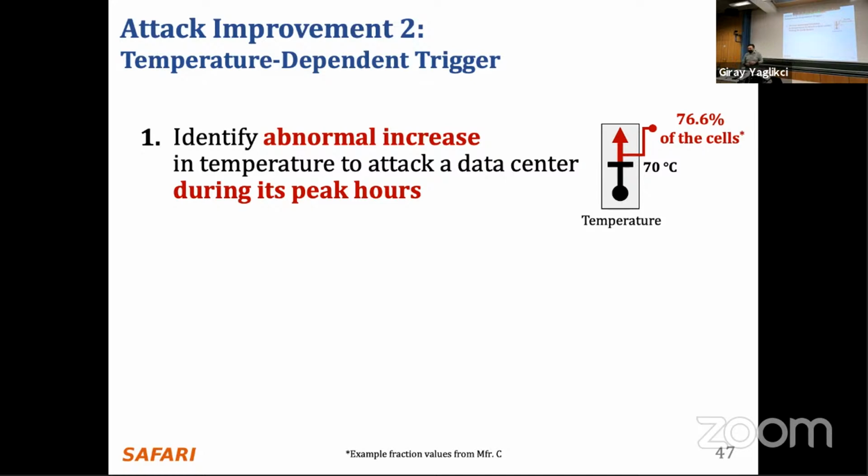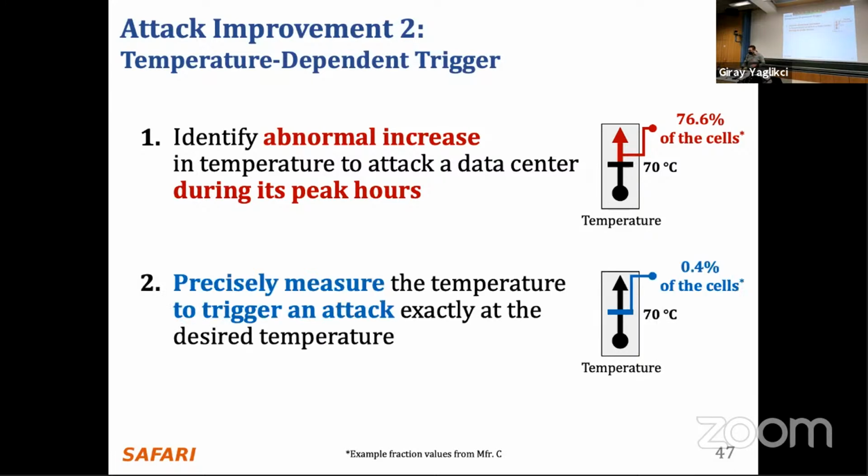And it can be a sign of abnormal operating conditions that might occur during a data center in its peak hours, for example. Or this information can be used to trigger an attack. Basically, in this particular example, you can attack a data center in its peak hours based on this. So this is basically not an attack itself, but a way to trigger an attack.